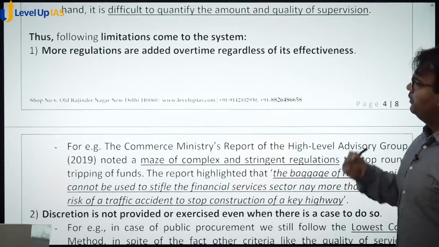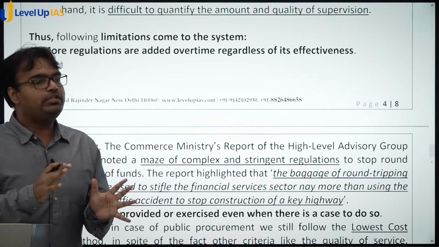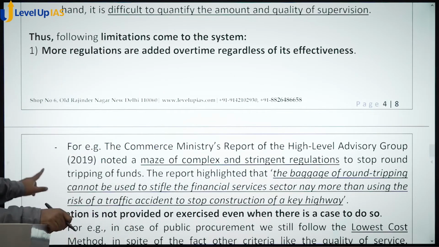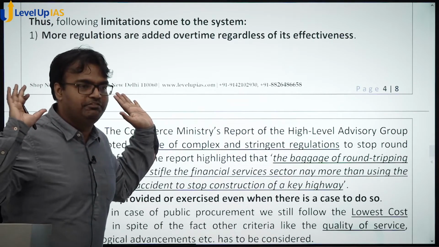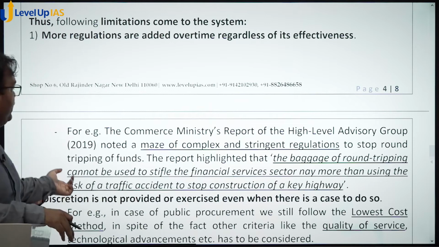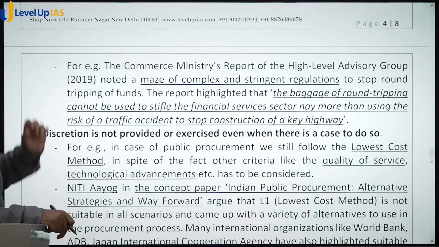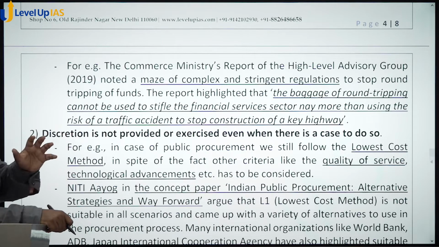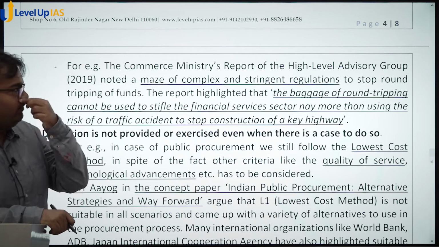Okay, so in this scenario, overall in the system, some limitations come. One limitation is more regulations are added over time regardless of its effectiveness. More and more, more and more. In fact, recently the Commerce Ministry's report of the high-level advisory group has noted that in the banking sector, a maze of complex and stringent regulations have come.